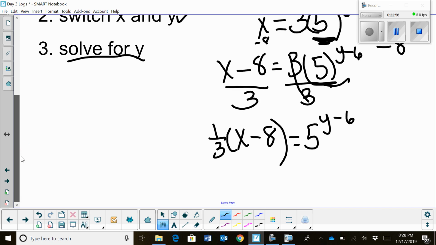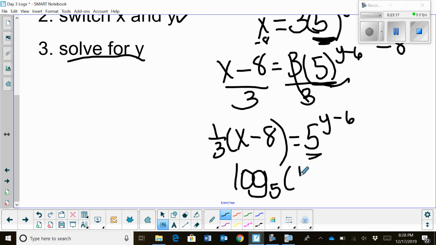Okay, now I've got my base isolated. What's my next step to write the inverse? I have to get this y out of the exponent, and the only way to do that is to rewrite it as a log. So log base, well, the base is 5, of this quantity, which is 1/3 times x minus 8, is equal to the exponent, which is y minus 6.